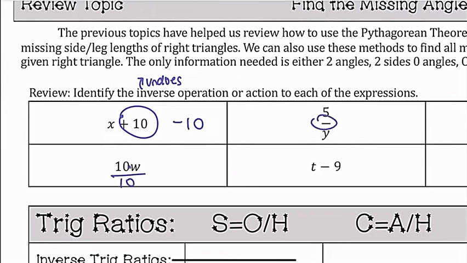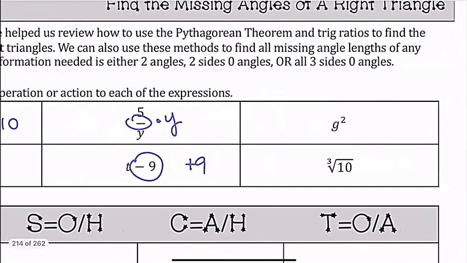If we are dividing by a y, we would multiply by a y. If we're subtracting a 9, we would add a 9. If we are squaring a g, we would square root a g. Or if we're cubing a 10, we would take the cube root of a 10, and if we're taking the cube root, we are cubing instead.